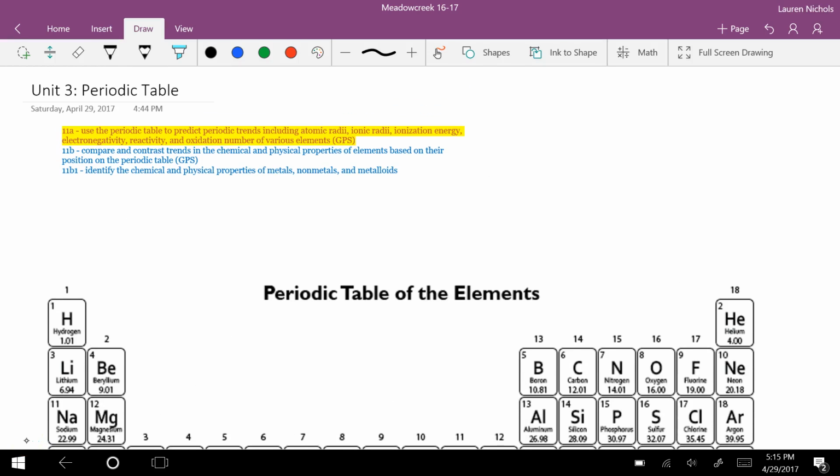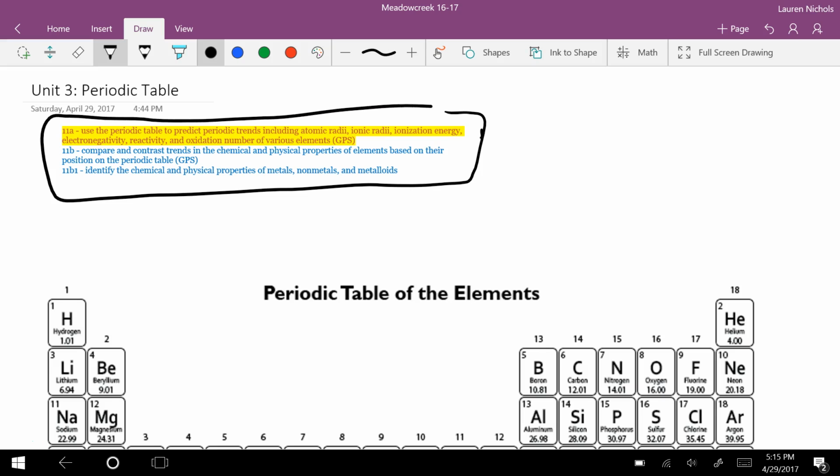Hello everyone, so we're back for Unit 3, Periodic Table, and these are the standards that we're going to be learning. I didn't post these in the other videos, but I'm using them mostly as a reminder for me to stay on track and make sure I cover everything. But this video should not be as long as the last one.